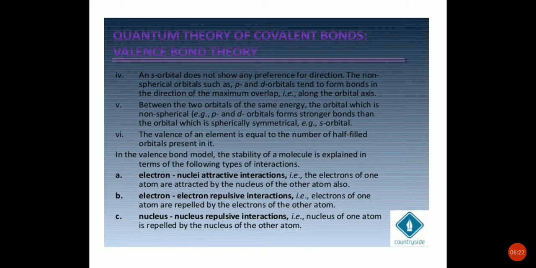So electrons of one atom are repelled by electrons of the other atom. This is the repulsion between the electrons of the two atoms. And the third point is nucleus repulsive interaction. The nucleus of one atom is repelled by the nucleus of the other atom, since the nuclei have the same positive charge. So this is the nucleus repulsive interaction between the two atoms. These are the main interactions.